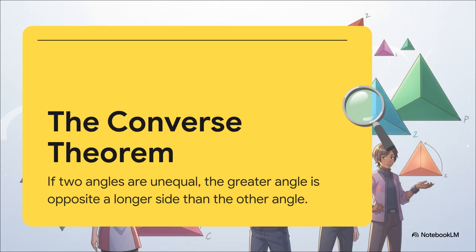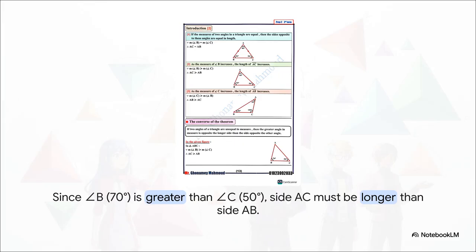Let's go back to our alligator. If its mouth is open wider, meaning a bigger angle, then the distance between the tips of its jaws, that opposite side, has to be longer. Check out this example. Angle B is 70 degrees, way bigger than angle C at 50 degrees. So, what does that tell us?